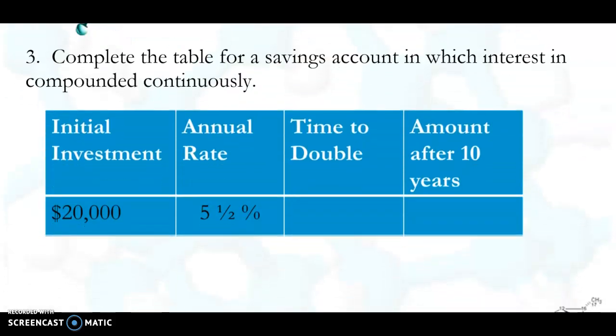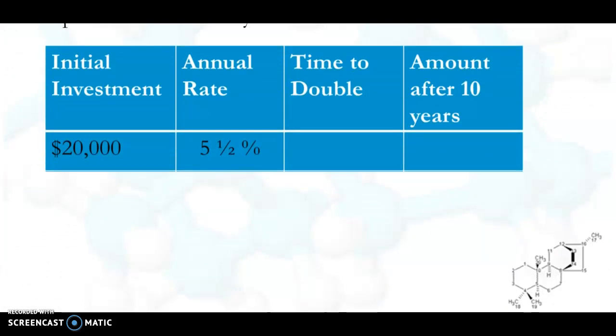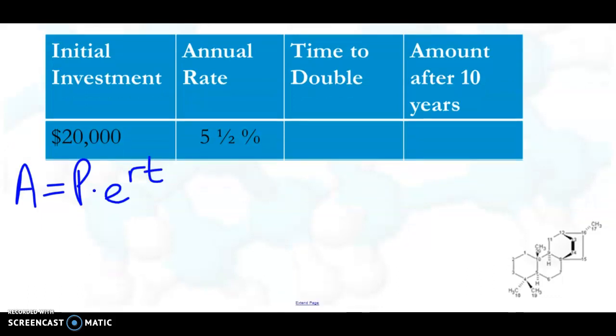Next, now we have a bank problem. And with bank problems, A is equal to principal times e to the rt for something that's compounded continuously. So our initial investment is $20,000. That represents our P amount. Our rate is 0.055, and we want to know the time to double. And because it's doubling, that means our A is going to be 40,000.